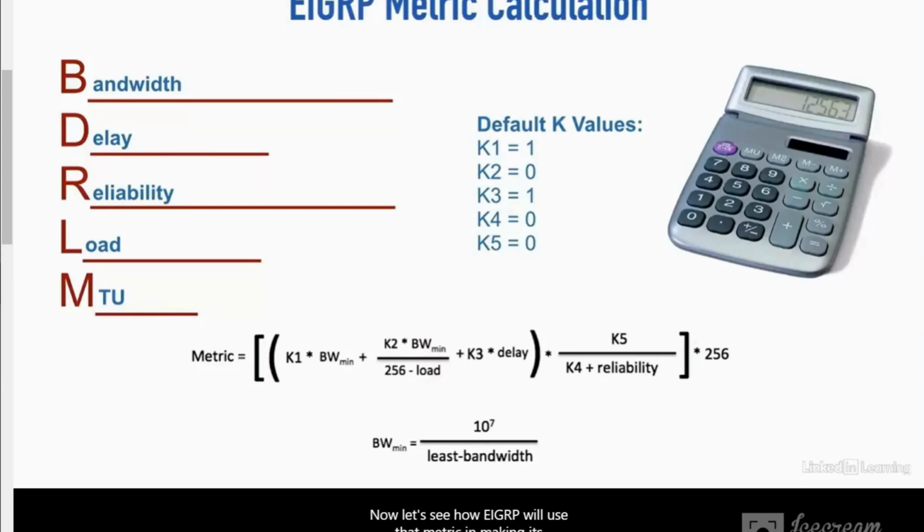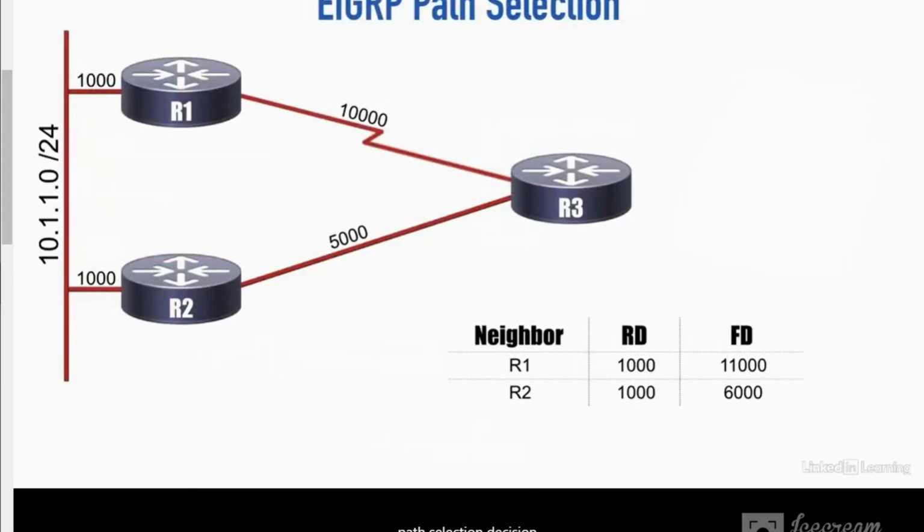Now let's see how EIGRP will use that metric in making its path selection decision. Take R3 for example. Let's say that R3 wants to get to the network of 10.1.1.0/24 on the left-hand side of your screen. It can get there from R1 or R2. It's got two EIGRP neighbors, and they're each going to report their distance from the network, their metric. Now each of those routers, R1 and R2, their metric to get to 10.1.1.0, they're directly attached. Their metric is, we'll say 1,000. They're going to report that information to R3. R1 says, I can get there in 1,000. And R2 says, I can get there in 1,000.